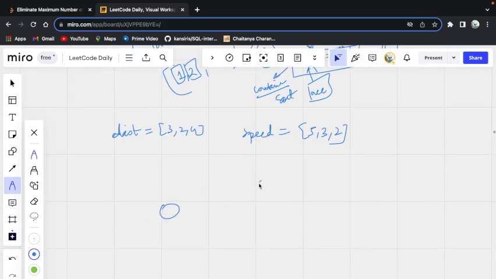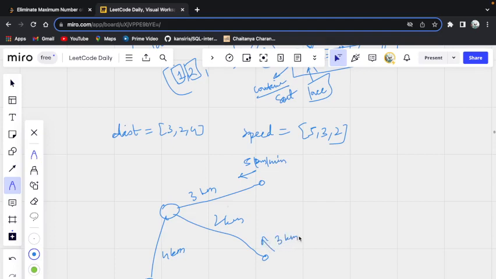This is your city. These are your monsters. And this is 3 kilometer distance. This one is 2 kilometers. And this one is 4 kilometers. And the monster at 3 kilometers is traveling at 5 kilometers per minute. And this particular monster is traveling at what speed? 3 kilometers per minute. And then this monster is traveling at 2 kilometers per minute. This is the speed of these monsters.